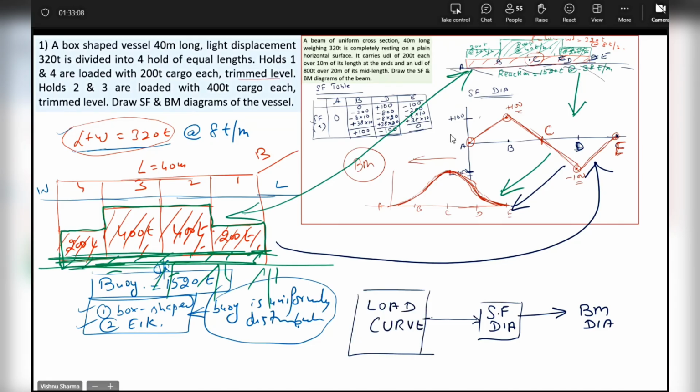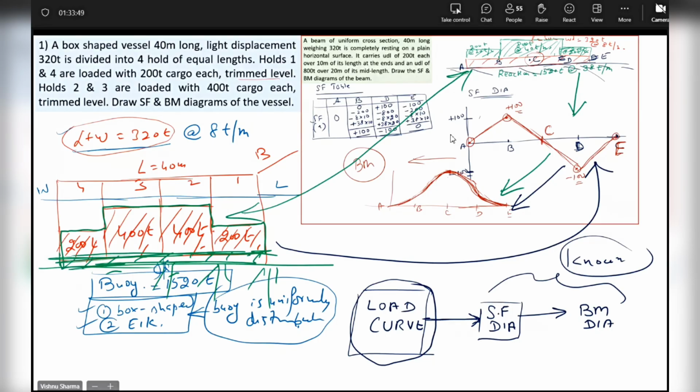So in case of ships, be it box shape or ship shape, we will first make a load curve. Then from the load curve, we'll make the SF curve. And from the SF curve, you know how to get the BM. This part you already know. So this is known to all of you. This is not an issue. How do we get from load curve to SF diagram? Exactly the same way, by integrating areas under the load diagram. Same concept as you used from SF to BM. Exactly the same. No change at all.